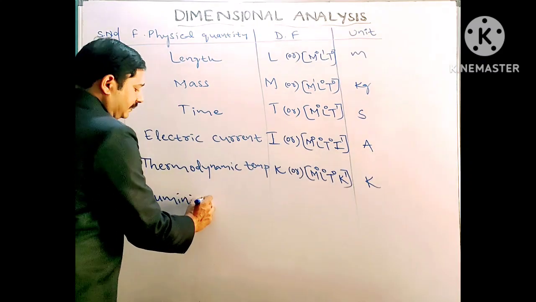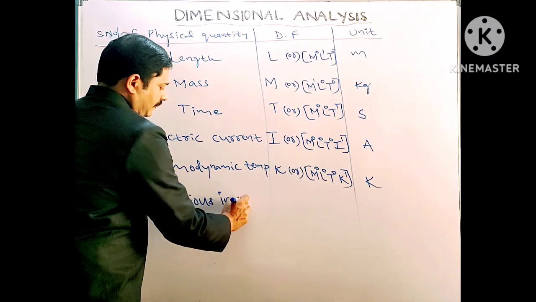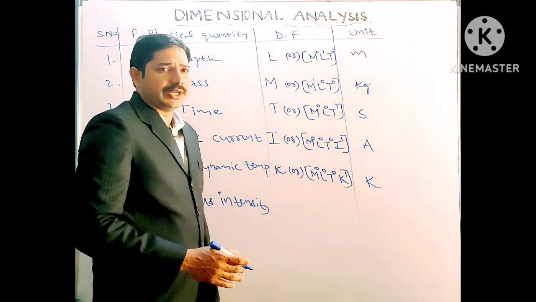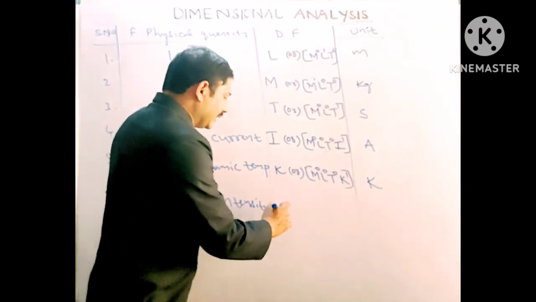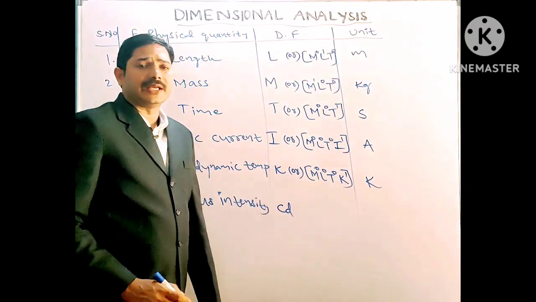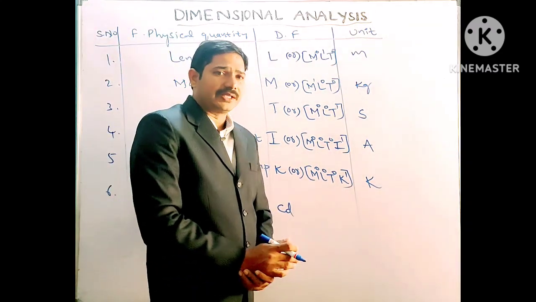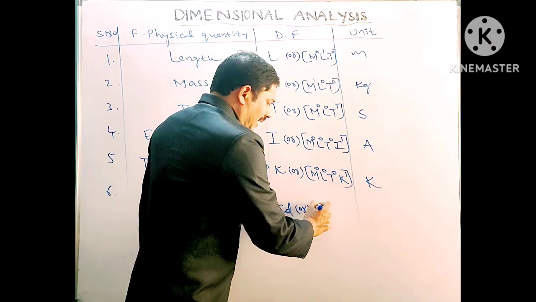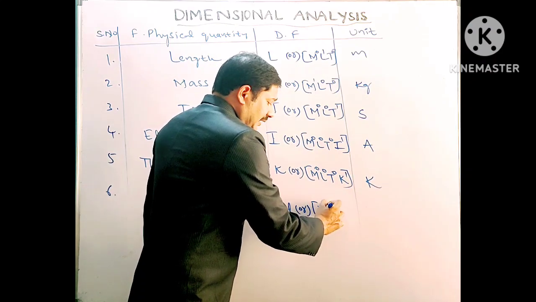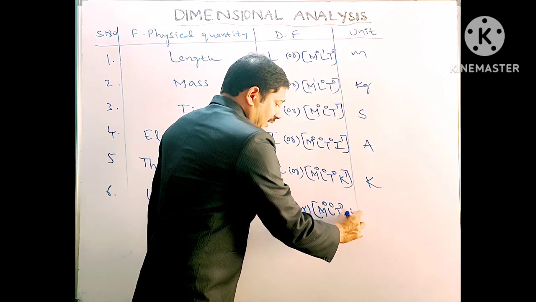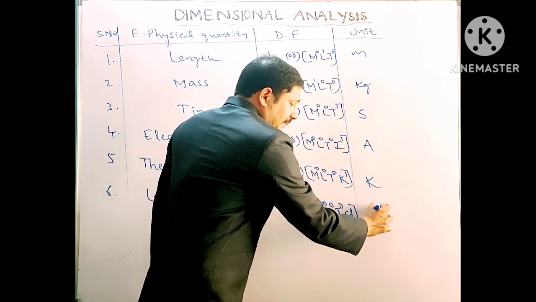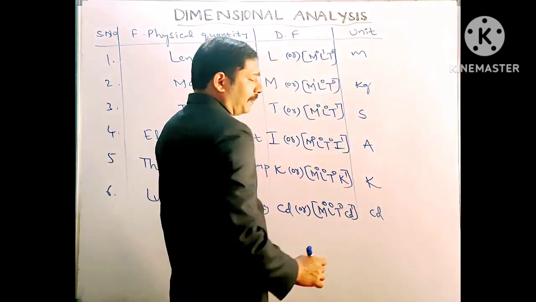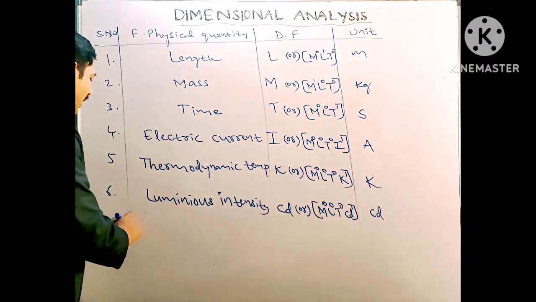Next one, sixth one, luminous intensity. The unit is what? Candela. Here I am taking the dimension formula of luminous intensity as cd. Here mass, length, time not there, so that's why I am taking power zeros. Then cd I am taking. The unit is Candela. Power nothing means what? 1.